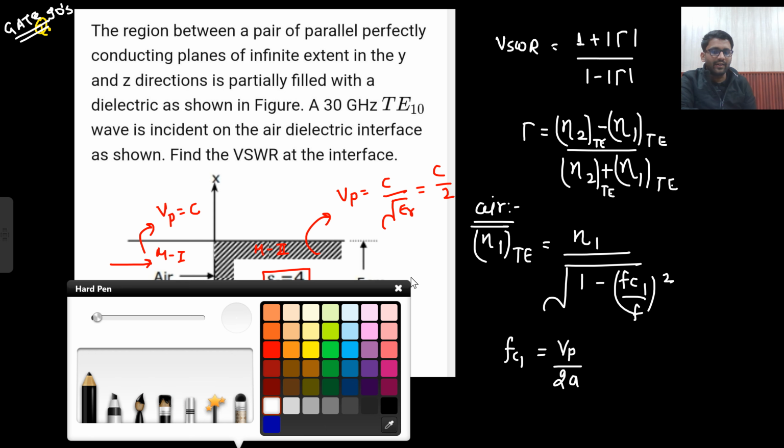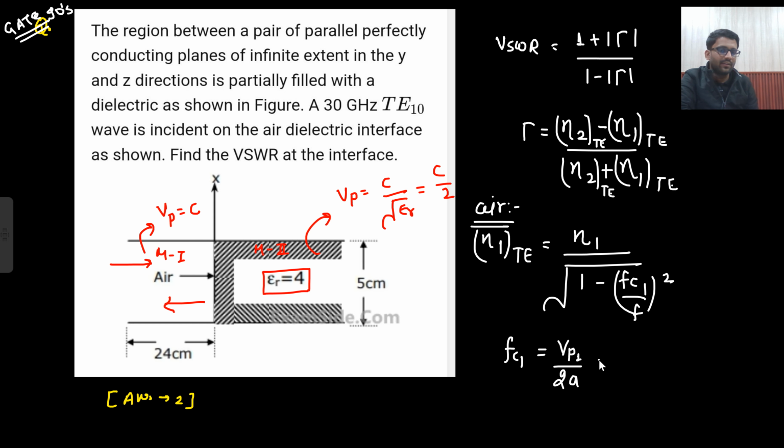So here instead of writing vp, I will write vp1. So what will I get? vp1 by 2a. What is vp? 3 into 10 to the power 8 divided by 2a. a is 5 centimeter, I can see. This is my 5 centimeter.